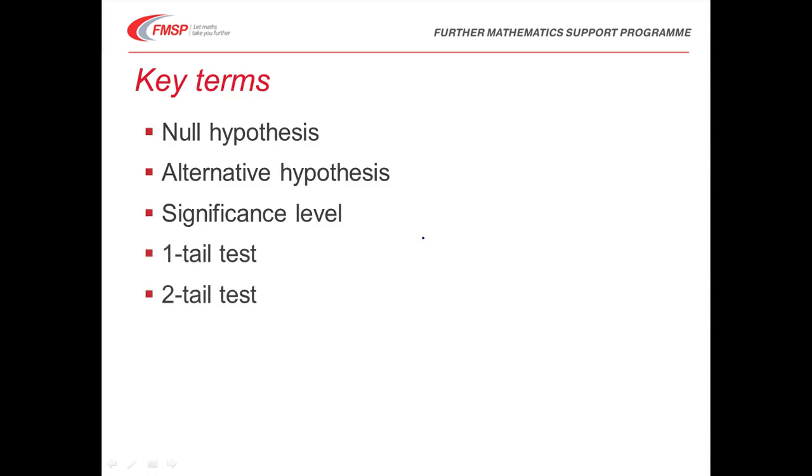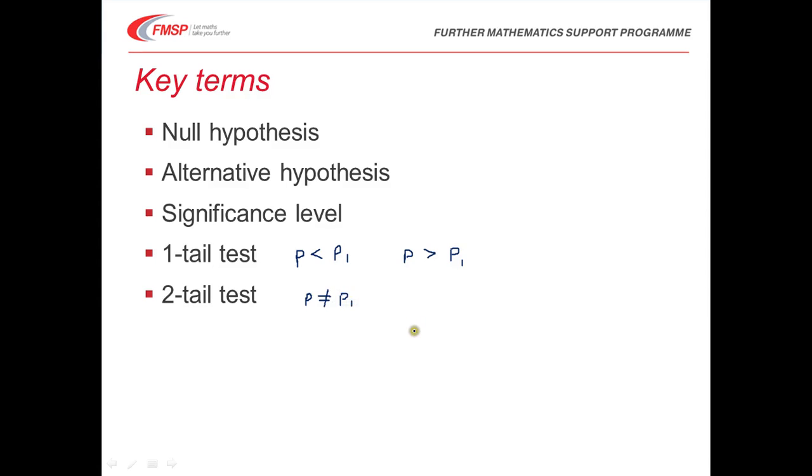One tail or two tail. If you think that the probability is getting lower, then your alternative hypothesis will be that P is less than whatever probability you're given. If you think that things are becoming more likely, then your alternative hypothesis will be that the probability is actually higher than the given probability. And in both those cases you have a one-tail test. In a two-tail test, we simply say that the probability is different from the given probability.